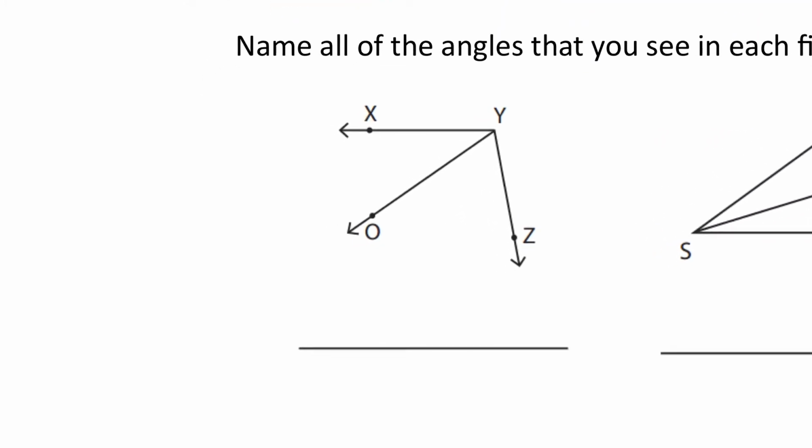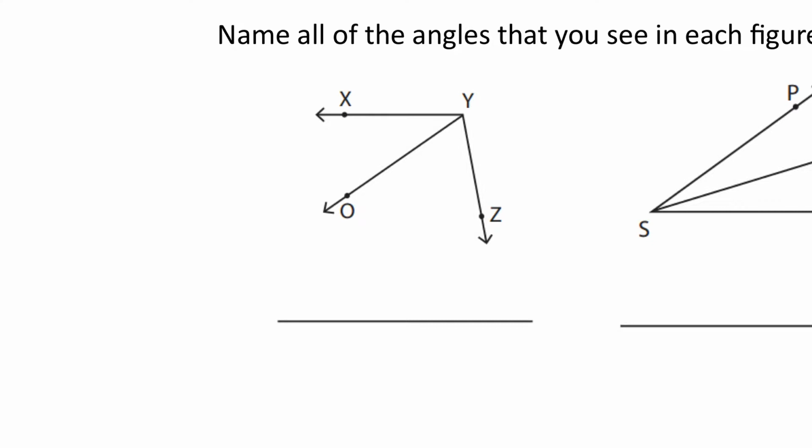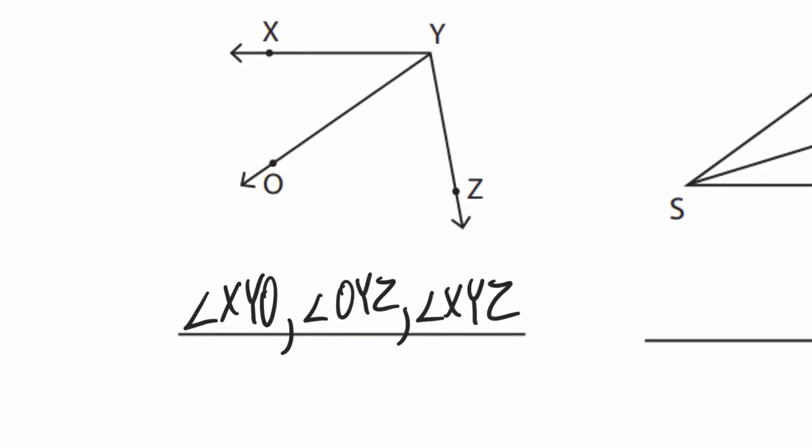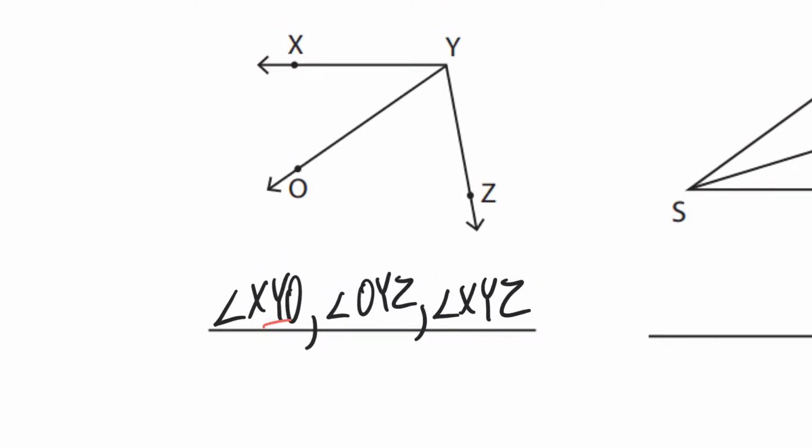Okay, so name all the angles that you see. How many different angles are right here? Three. So what are they? Angle XYO is one. What's another one? Angle OYZ, and what's the other one? Angle XYZ. What is it that we're being careful of when we name those? On all of these, you've got the vertex in the middle. That's what you definitely got to remember. Vertex has got to be the middle letter.